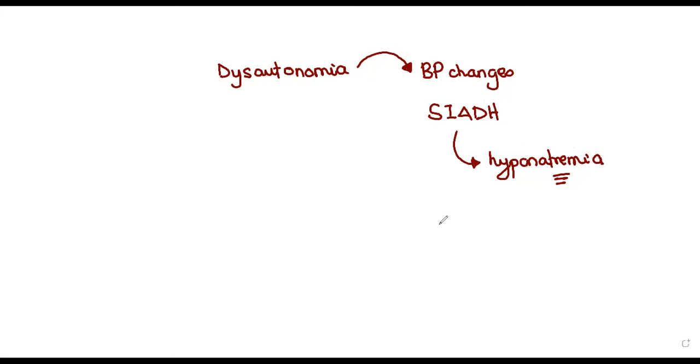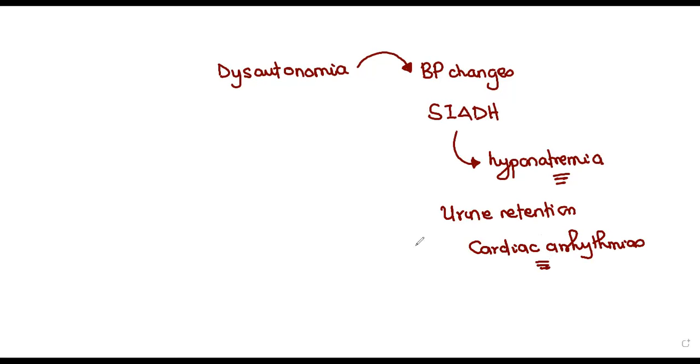Now, remember we said that the sphincters are spared, but if the anal sphincter, which is controlled by the autonomic system, or the urethral sphincter is affected, sometimes the patient may come with what? Urine retention. Retention of urine, that is neurogenic. The patient will come with cardiac arrhythmias. All these are dysautonomic symptoms. Have I communicated? Have I made it very simple to understand? Yes. Thank you.